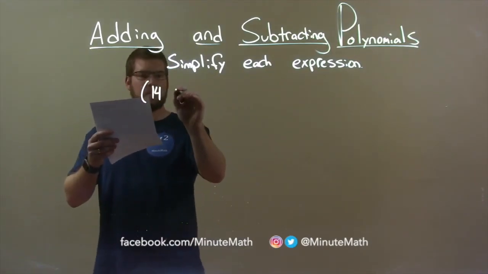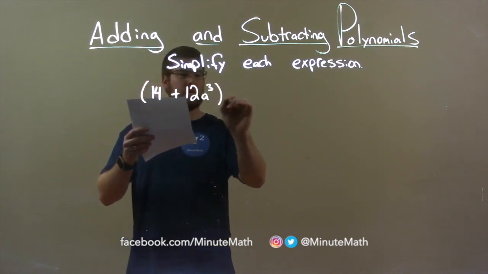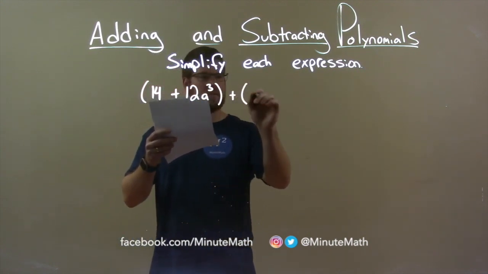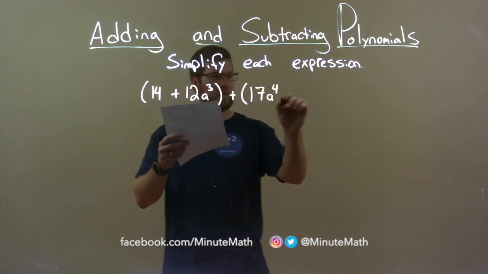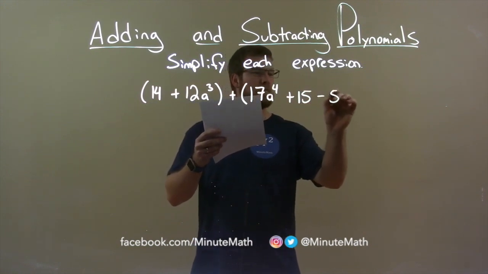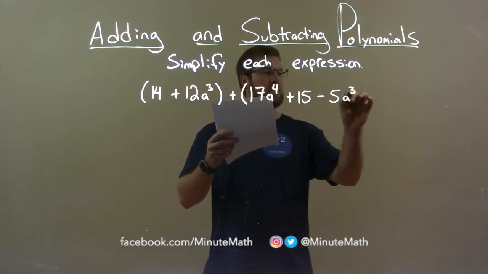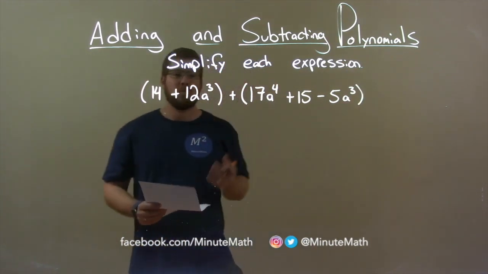14 plus 12a to the third, plus, next parenthesis, 17a to the fourth plus 15 minus 5a to the third. Okay? So where do we go from here?